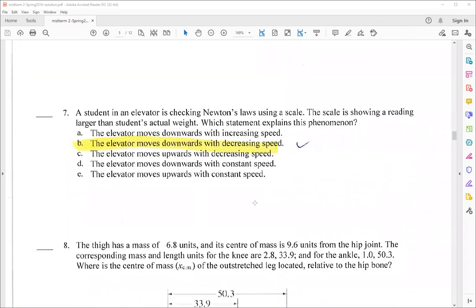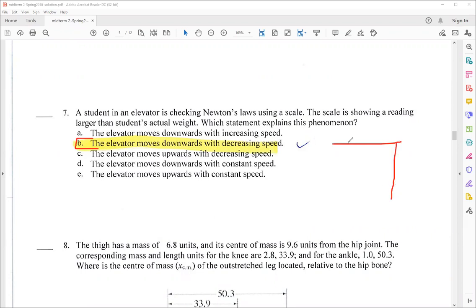Now, question number 7. A student in an elevator is checking Newton's laws using a scale. The scale is showing a reading larger than the student's actual weight. Which statement explains this phenomenon? Among these options, the correct one is highlighted: the elevator moves downward with decreasing speed.